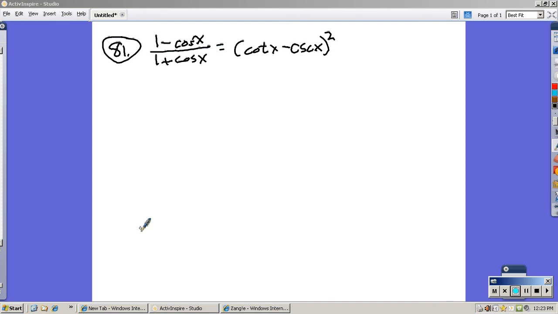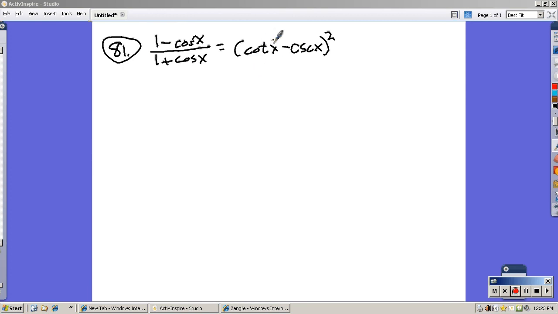This is for Math 142. This is a problem on the book out of 9.1. It's question number 81. And we're supposed to verify that this left side is equal to that right side. And what I noticed, the left side's already in terms of cosine. So I'm going to pick away at this right-hand side, try and get it in terms of cosine.